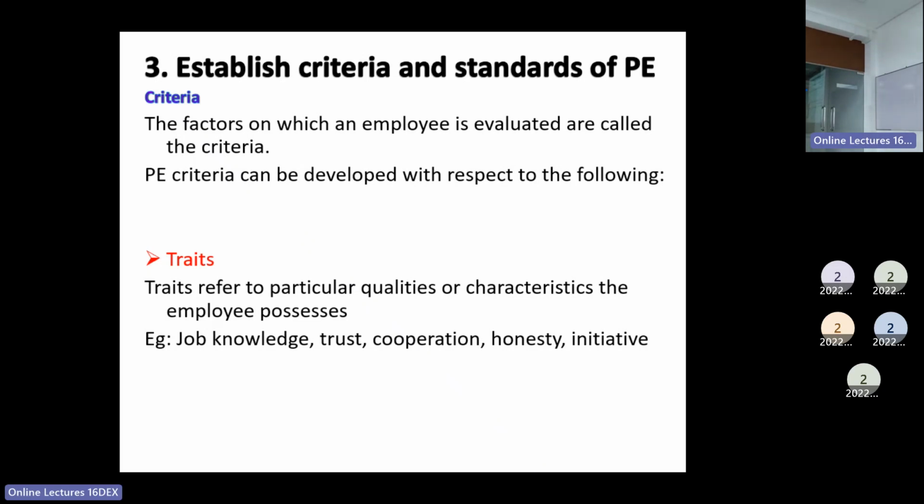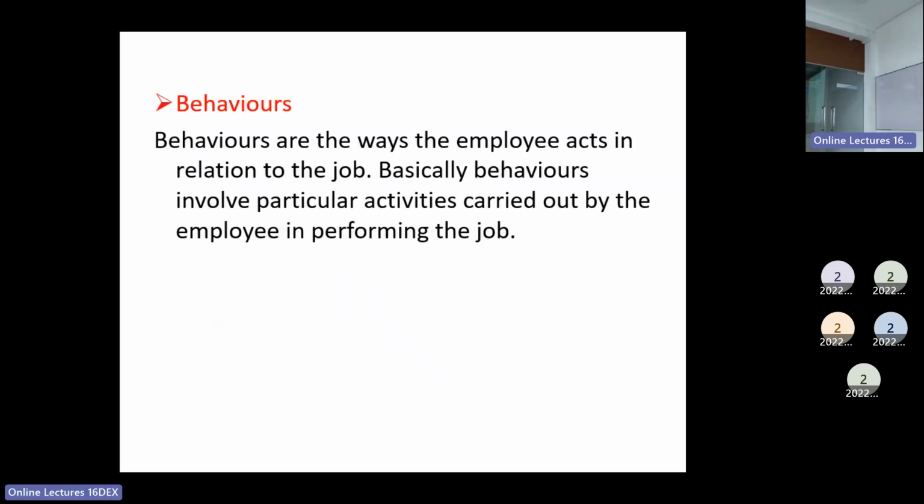Understand? So trait criteria. Then behavioral criteria. Behavior is the way of acting, the way of behaving. There are several behaviors such as punctuality. Punctuality is a behavioral criterion. Attendance is a behavioral criterion. Then planning works, organizing works. These are behavioral criteria. Attendance matters for performance. Punctuality matters. If employees plan before working, it enhances performance.